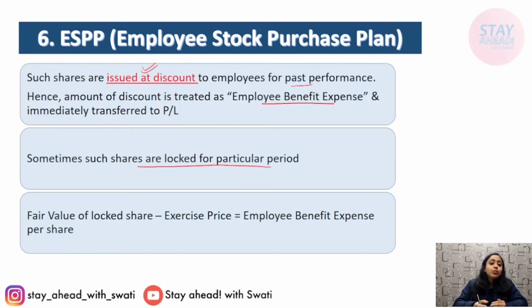To stop this, a condition has been laid that an employee cannot resell it for a particular time period. That particular time period is known as lock-in period. The employee benefit expense that will be taken into the P&L will be the difference between the fair value of the locked-in shares minus the exercise price, the price that has been charged from the employee.